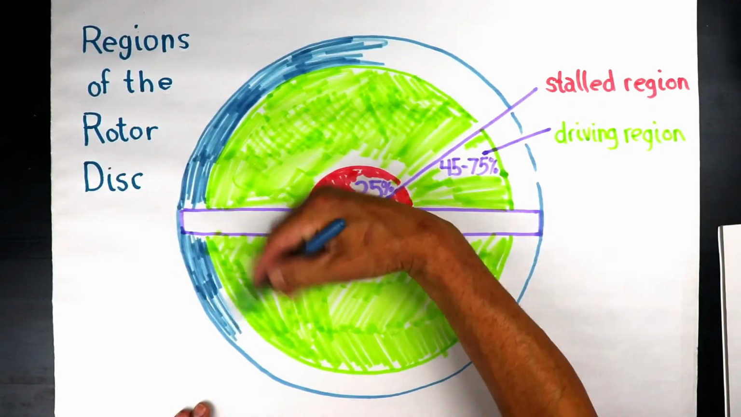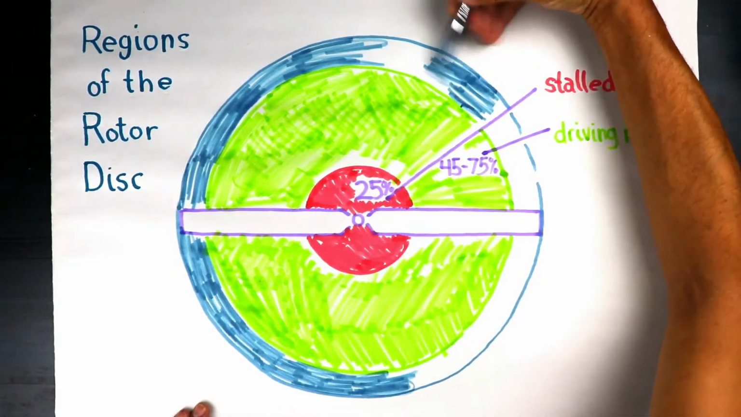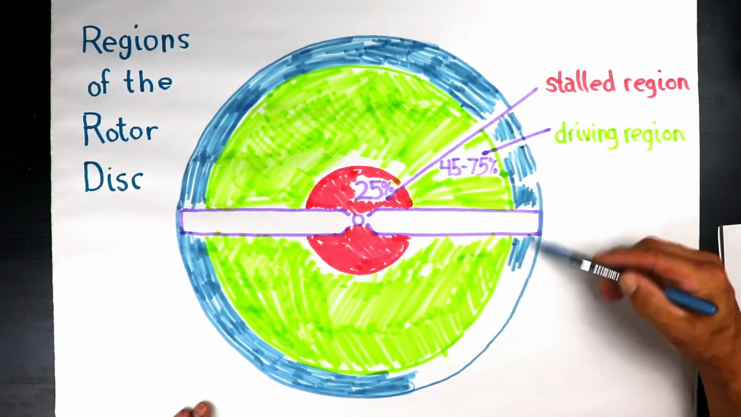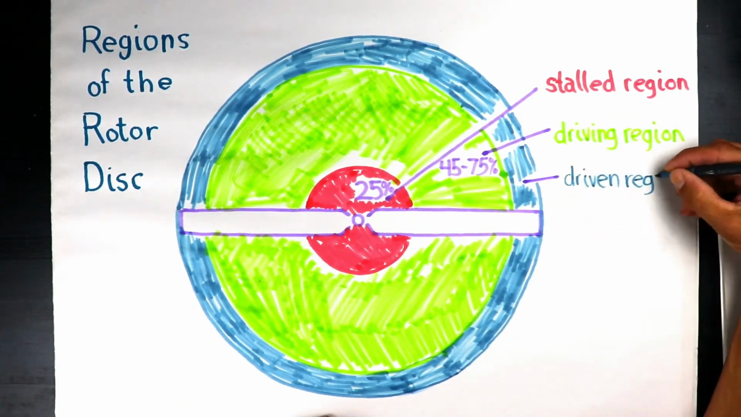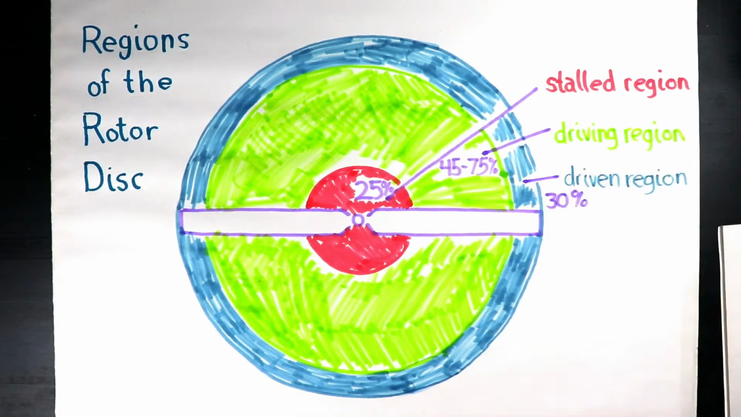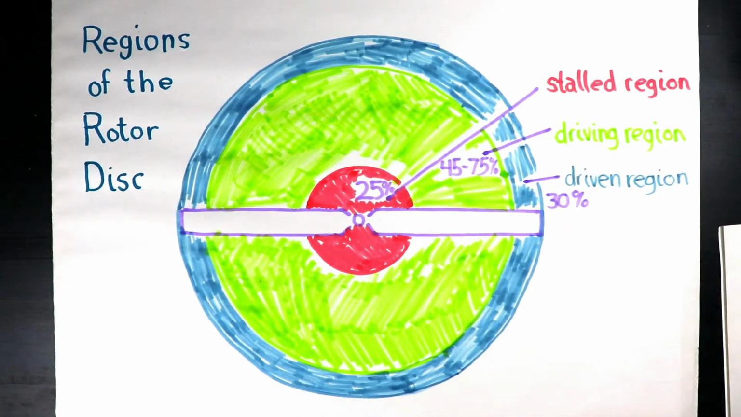The last section is the driven region. This is the area towards the outer section of the rotor disc, and this produces a slight force against rotation. Again, there's rotor drag there, and it's approximately 30% of the total disc area.